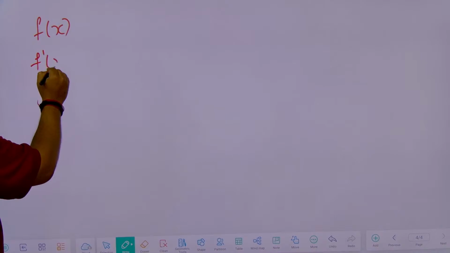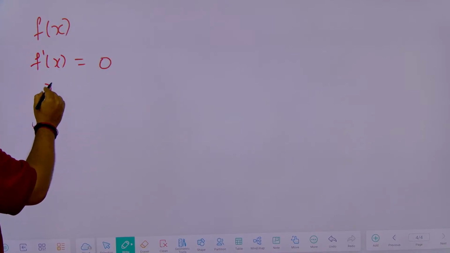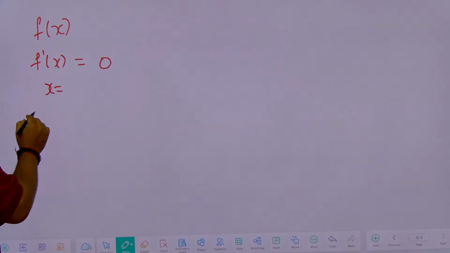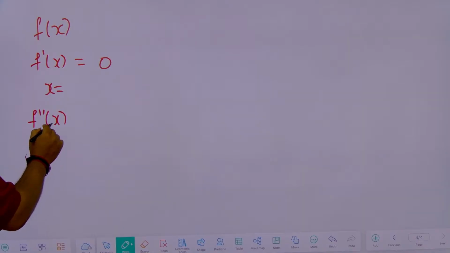Okay, clear? Let me put it in the form of a chart. See what you will do. f of x is given, so you will find f dash of x, the single order derivative. Then you will equate it to 0 and get the values of x. Then you will find f double dash of x.